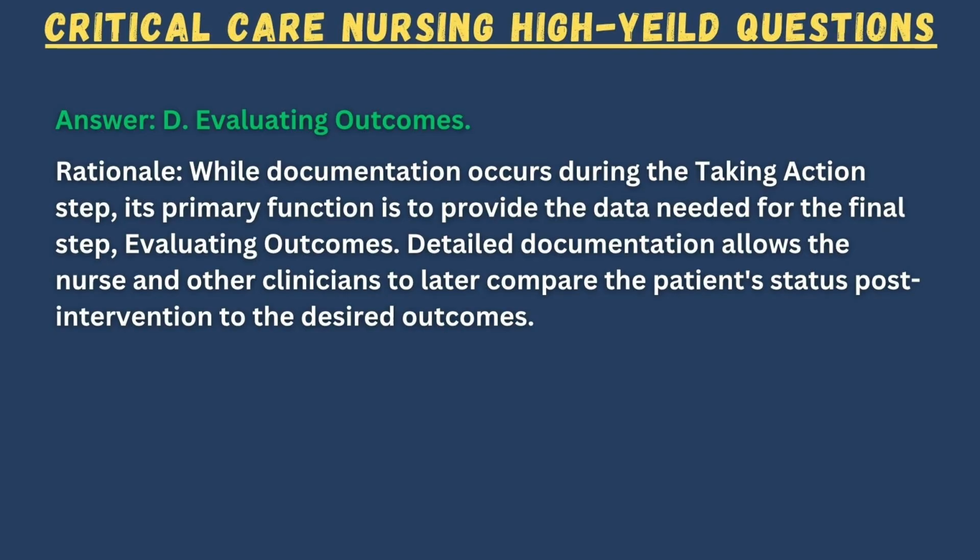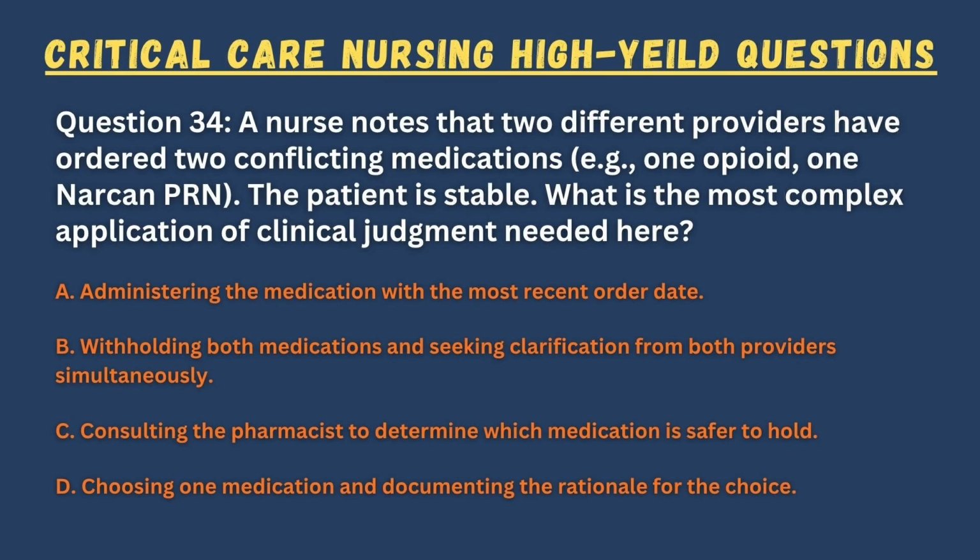Question 34. A nurse notes that two different providers have ordered two conflicting medications, e.g., one opioid, one Narcan PRN. The patient is stable. What is the most complex application of clinical judgment needed here? A. Administering the medication with the most recent order date. B. Withholding both medications and seeking clarification from both providers simultaneously.